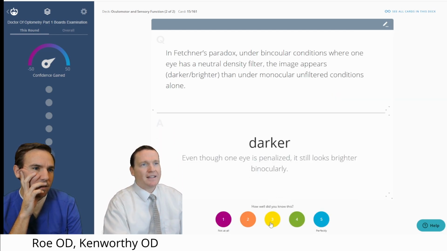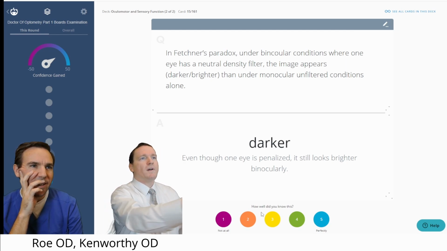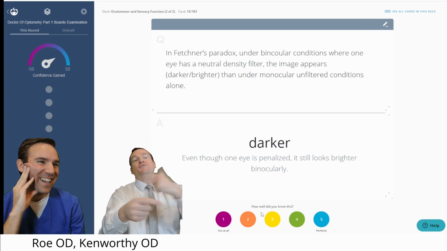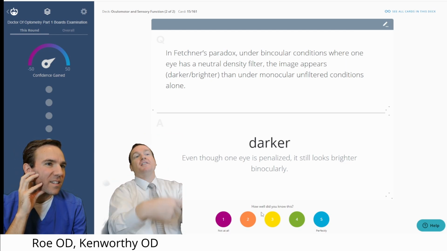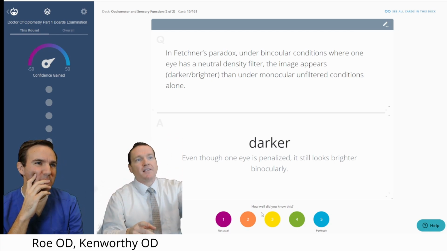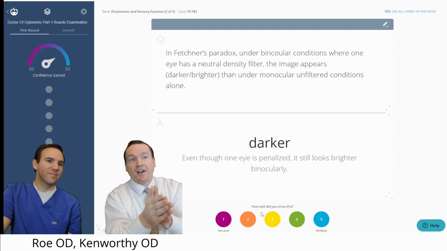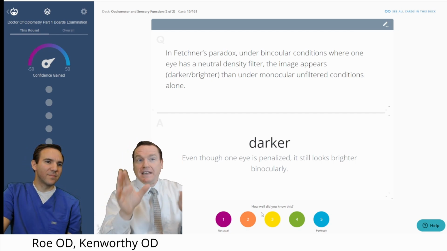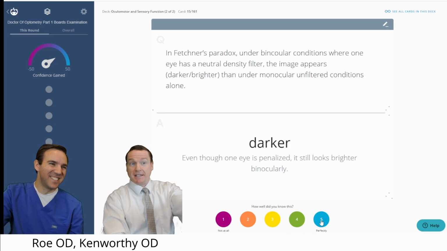Yeah. Right? Why is it a paradox then if it's darker? Even though 1 eye is penalized, it still looks brighter binocularly. Wait a minute. The question, we answered the wrong thing. We answered it for binocular conditions being brighter. So we were right. We just misread the question. We didn't take our time. So under monocular conditions, it looks darker. Take your time on exams. Read the question. Don't make mistakes like we just made. We had it right, but we wrote it wrong.